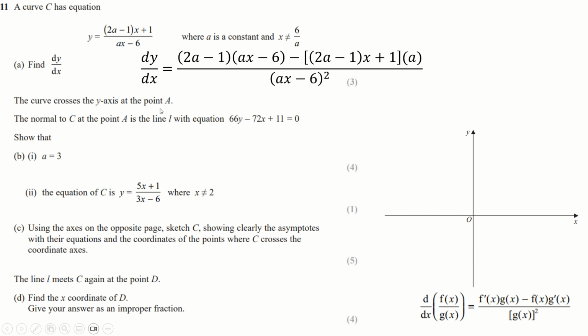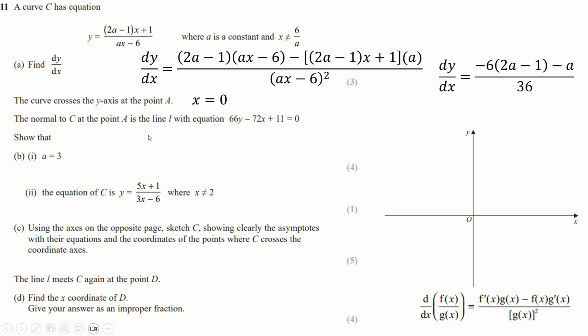The curve crosses the y-axis at the point A. The normal has equation this. So okay, what I'm going to do is find, crosses the y-axis means x is 0. So let's put x is 0 into this. That goes away, we just end up with minus 6 lots of this. That all goes away, so you just end up with a minus a at the end. And this just becomes a minus 6 squared, which is 36. So okay, that's the derivative at x equals 0.